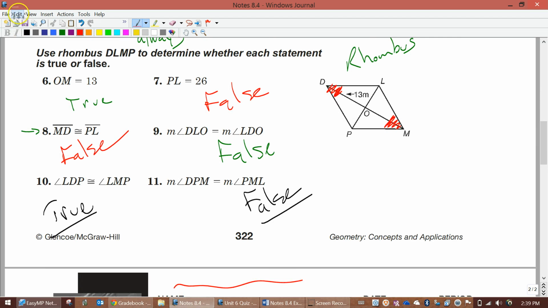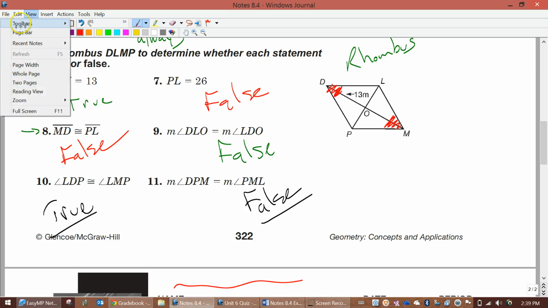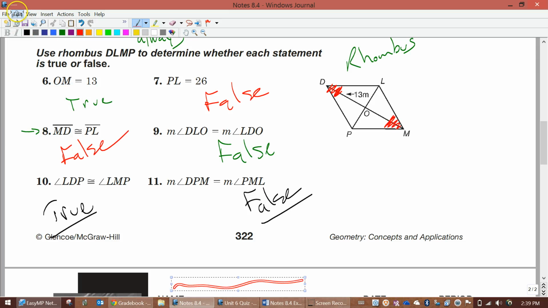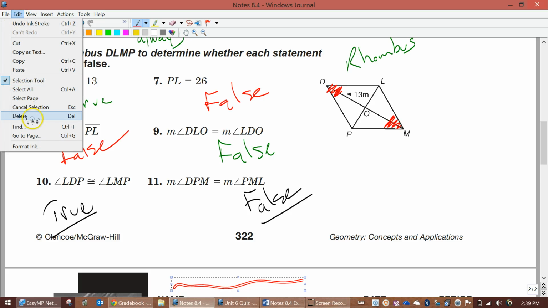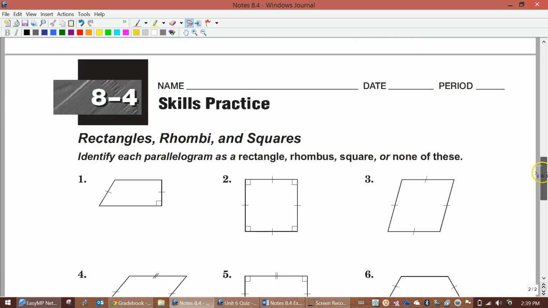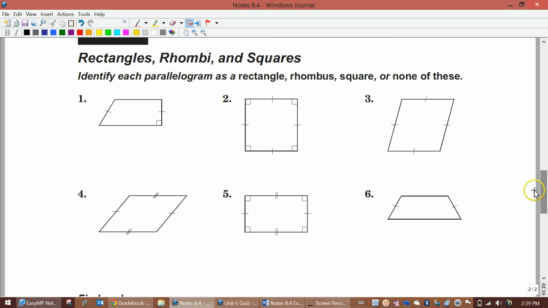Read the question carefully, and answer the first one. Okay, first, read the directions. I said read the directions carefully, and then do the question. What do the directions say that each one of these shapes is? Nope. Identify each parallelogram. So no, it's not. It's in the directions. We're telling you it's a parallelogram. So you have to respond to that as being fact.